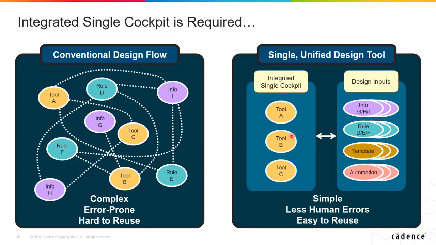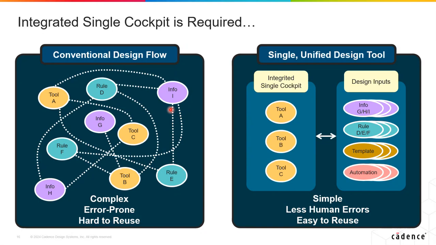But it is not that easy, because each designer, for example IC designers, have their own tools and their own rules, and the package designers have their own tools and their own rules. So all the information, tools, and rules are tangled and very complex. That means it is very error prone and hard to reuse for the next generation platform design.